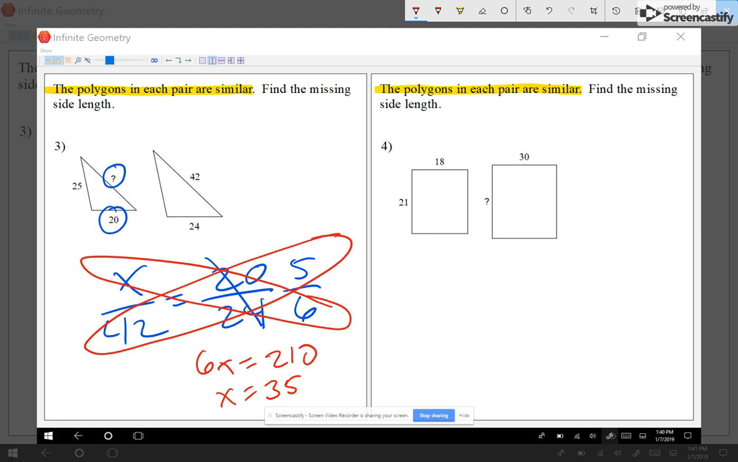Now looking at question number 4, the two values I'm going to use, I look at the figure that has the unknown, the question mark, which I'm calling x. I'm going to use those two values that I circle, so x and 30. X is corresponding to 21. 30 is corresponding to 18. 30 over 18, I can simplify it. Let me divide each by 6. I get 5 over 3.